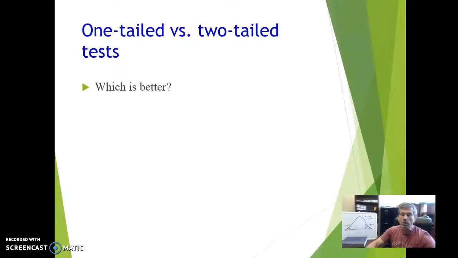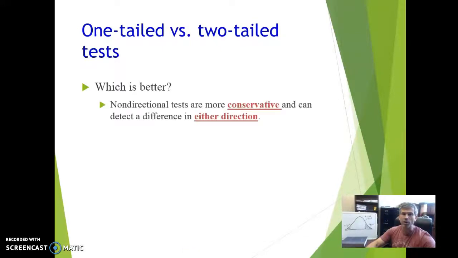So which one's better? Again, I mentioned some trade-offs there. Non-directional tests are more conservative, meaning that it's harder to reject the null in that case, but they are also capable of detecting differences in either direction, so either positive or negative changes.